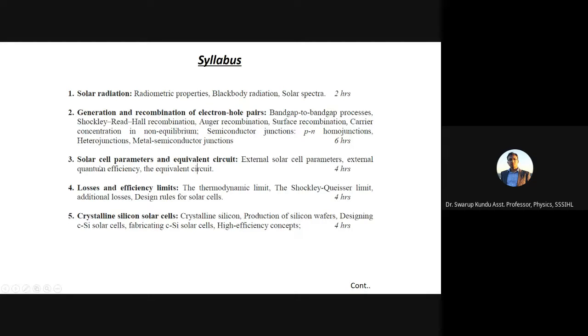Okay, and then we have the solar cell itself, the different parameters, the equivalent circuit. Again, we have studied a little bit in the last course, but we will go into much more detail here. And then loss and efficiency limits for different types of solar cells, and different design rules. Then the basic thermodynamic limit, the Shockley-Queisser limit.